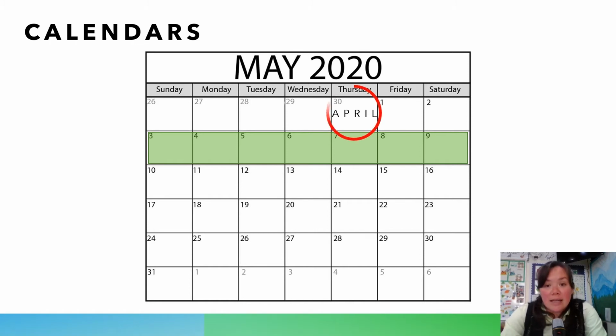The second thing is, if you notice there's the 30th right here, the number 30. Some calendars will leave that blank before the number 1. So before May 1st was the 30th of April. April is the month that comes before May. So the 30th of April ended on a Thursday, and May 1st began on Friday.